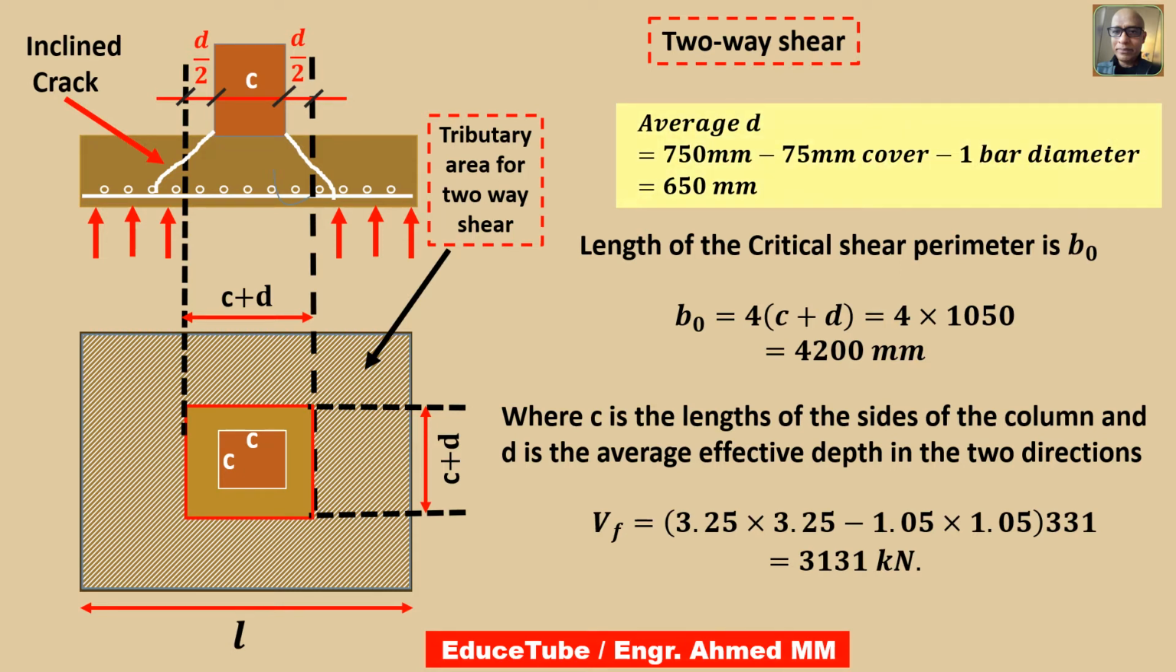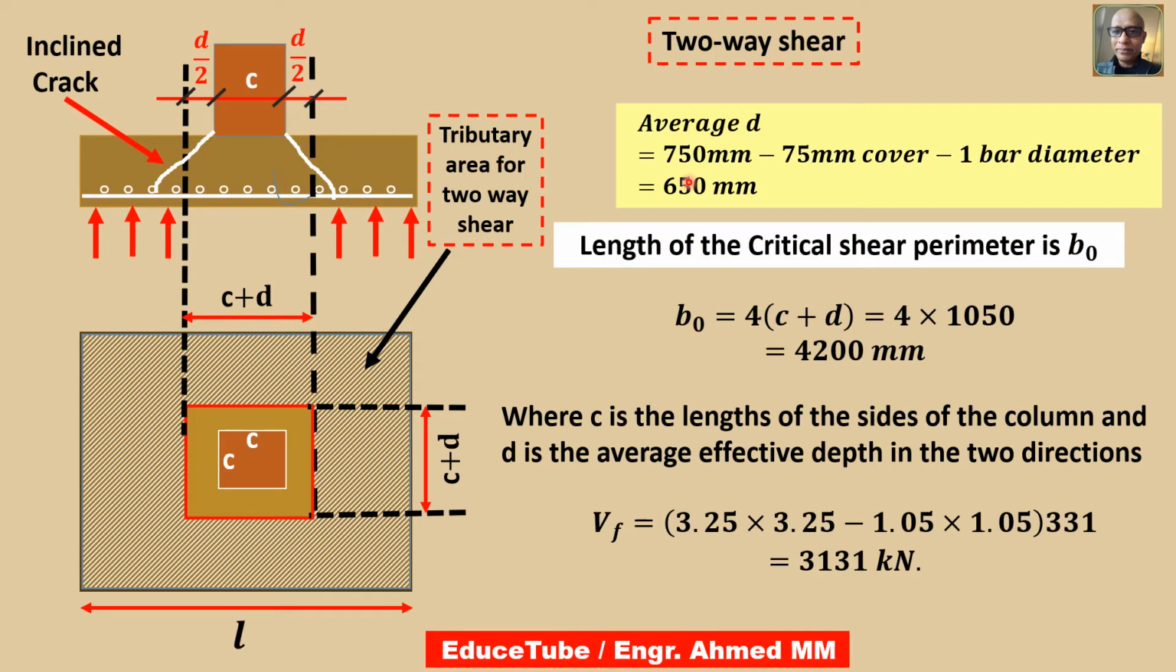Now we have to take the average depth, because before we assumed the depth is 750, but in reality the D will be different from what we assumed, because we have to subtract the cover under the steel as well as the average diameter of the bar, so it will come to 650 millimeters.